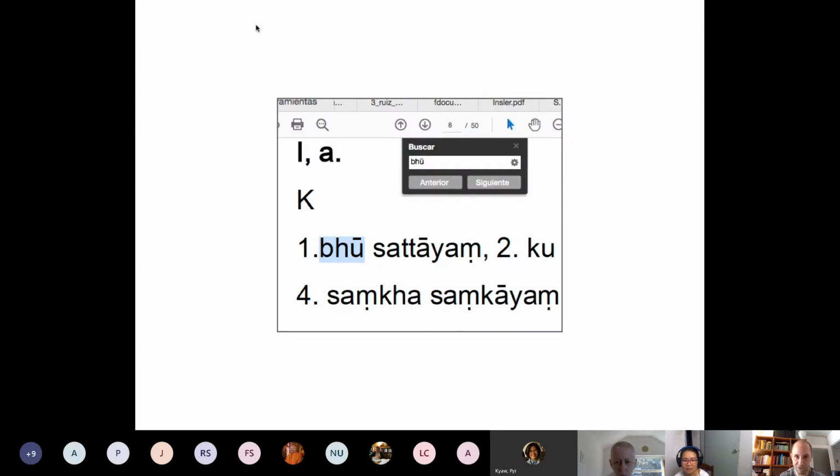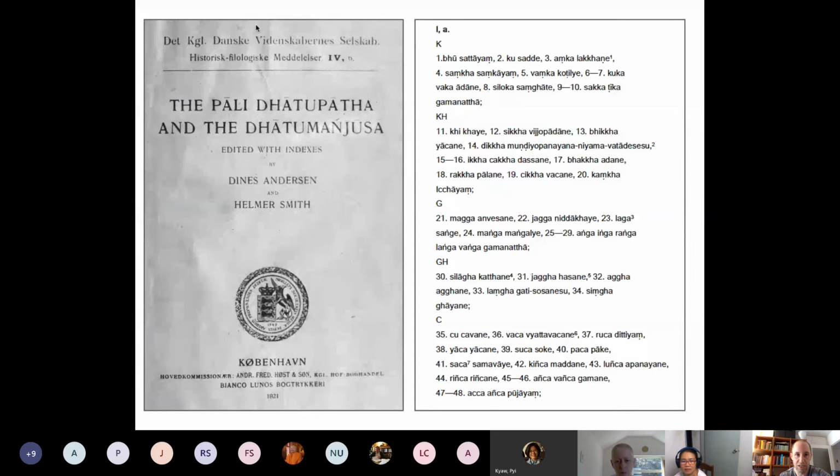Buscar in Spanish means search. So sorry that this is in Spanish. If you are searching for the root Bhū, then you will find all the different places in the Dhātupāṭha where the root Bhū is used, and then you can see how many different meanings it has. That's a very important tool. It's an essential tool that we have to use when we are reading the Kaccāyana.